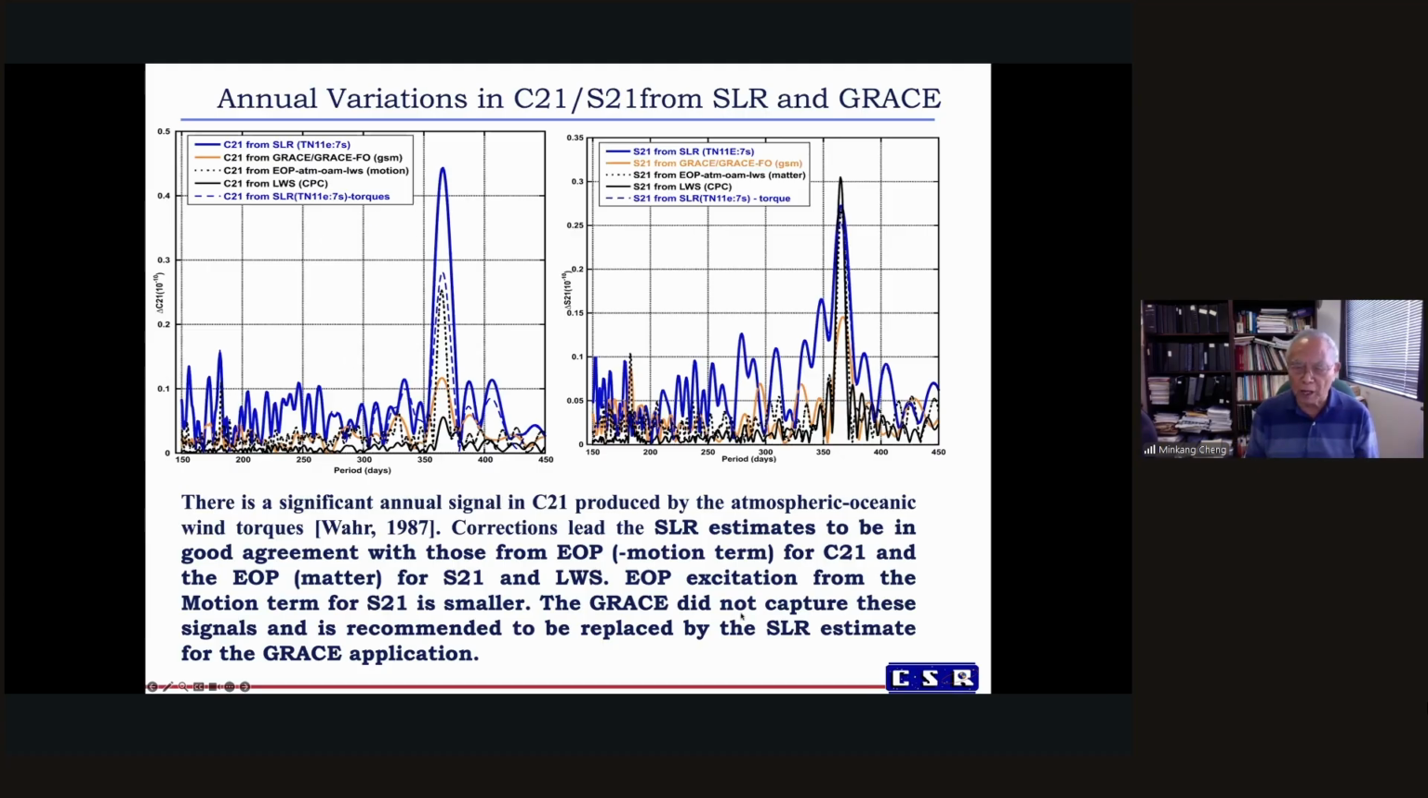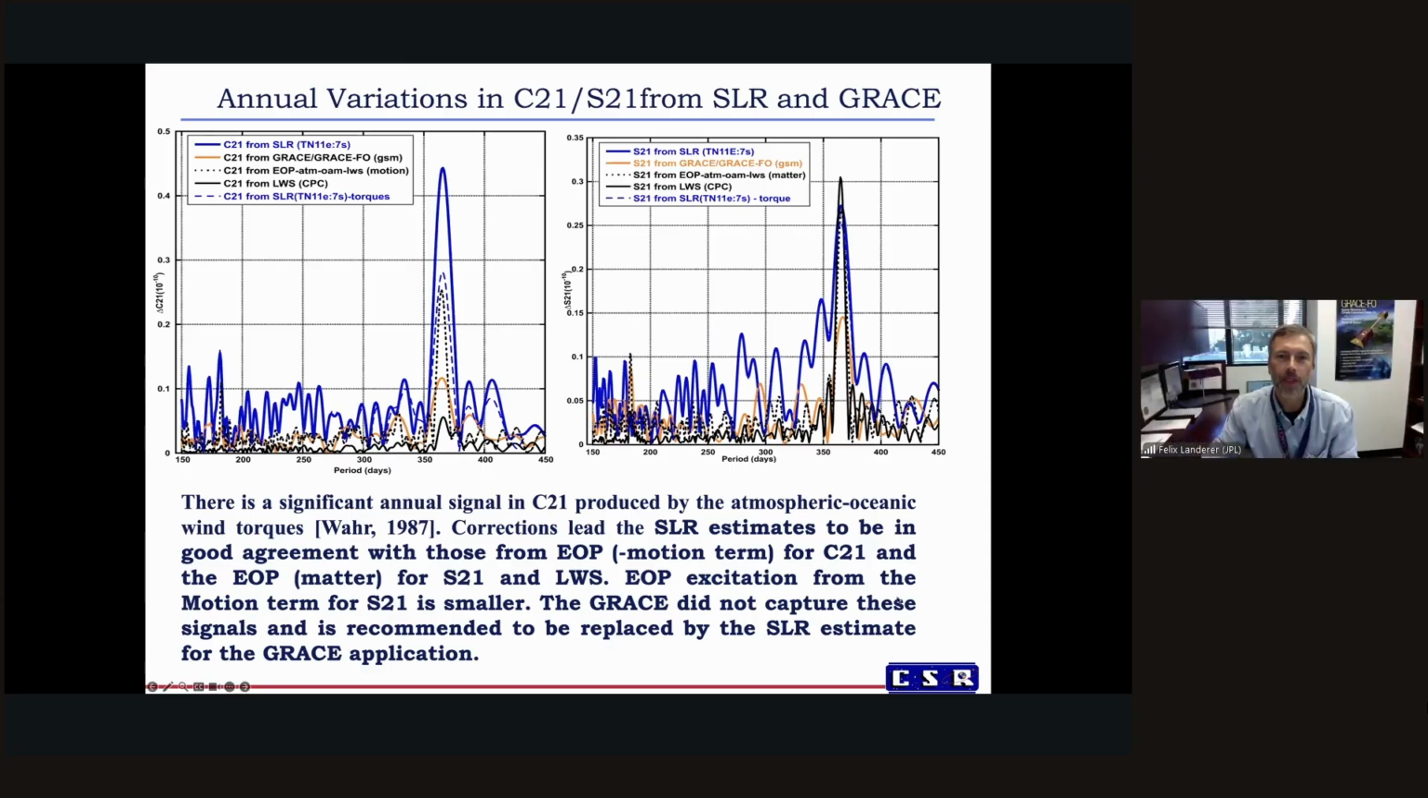So we will explain, or use the GRACE data, maybe consider using this SLR to determine C21, S21 to replace GRACE. This is my point. Okay. Thank you.